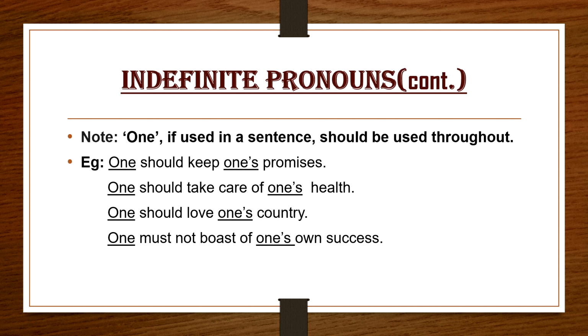Now, here is an important rule. Always keep this rule in mind. One, if used in a sentence, should be used throughout. So, it is a very important rule. It is asked in many exams. For example, one should keep one's promises. One should take care of one's health. One should love one's country. One must not boast of one's own success, and so on.